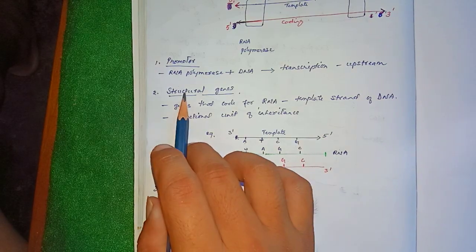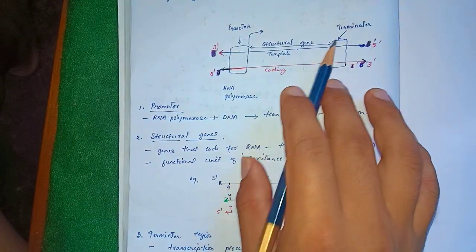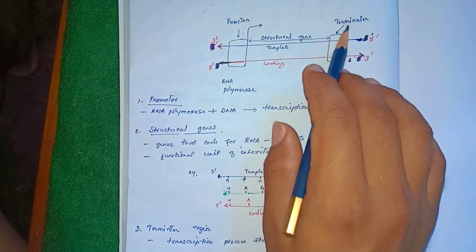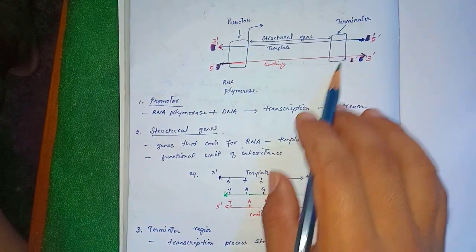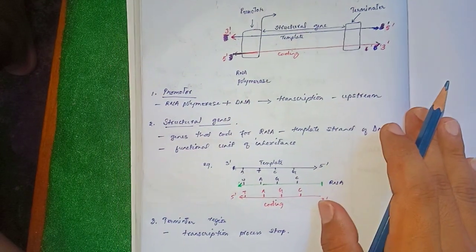Now this is the second region of the transcription unit. The third is the terminator region. This is the region where the transcription process stops, and this is located downstream. Now let's discuss what is downstream and what is upstream.